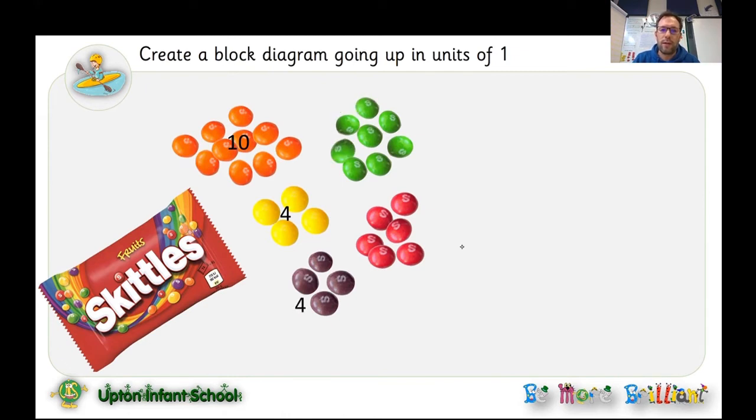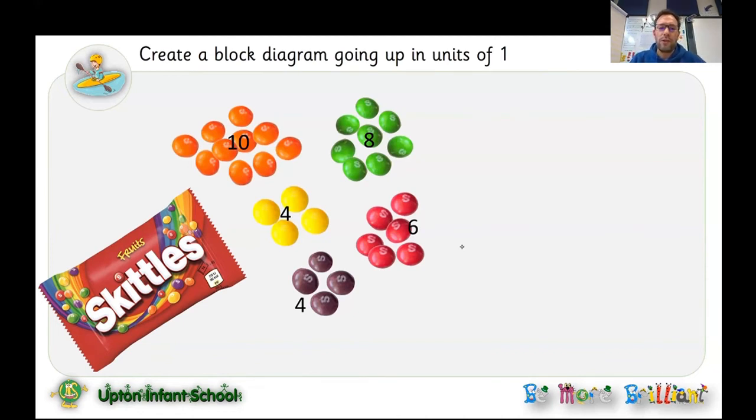1, 2, 3, 4, 5, 6, 7, 8 green ones, and 1, 2, 3, 4, 5, 6 red ones. Which is your favourite colour of Skittles? Have you ever had them? My favourite is orange. There's lots of orange ones there, so I'm quite happy about that.